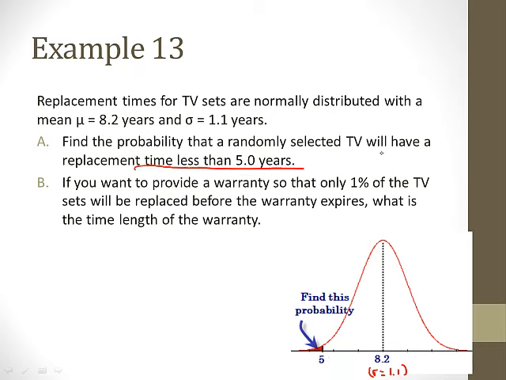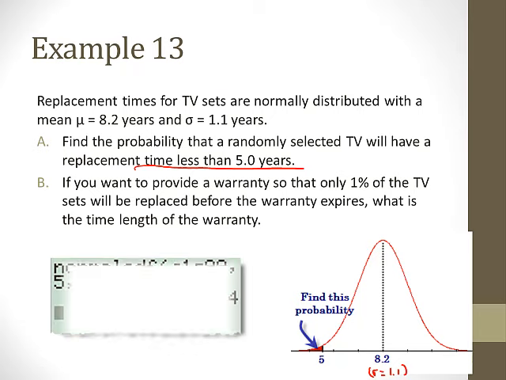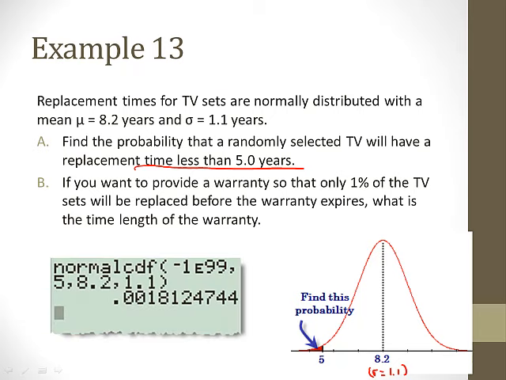So what's that probability? Normal CDF, again, negative infinity, comma, 5, comma, 8.2, comma, 1.1. And we get 0.00118, 0.002 if we wanted to. I don't tell you what to round, so 0.2% of my TV sets have a replacement time less than 5 years.